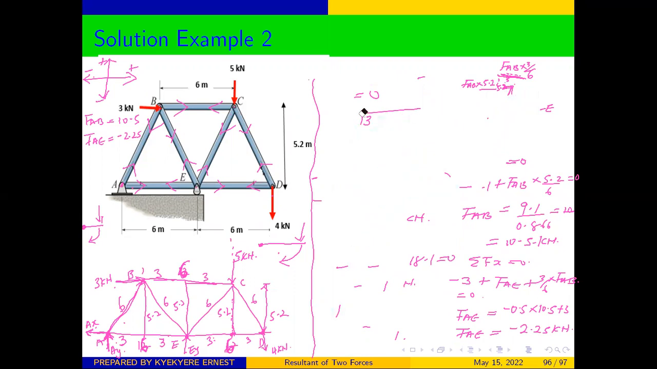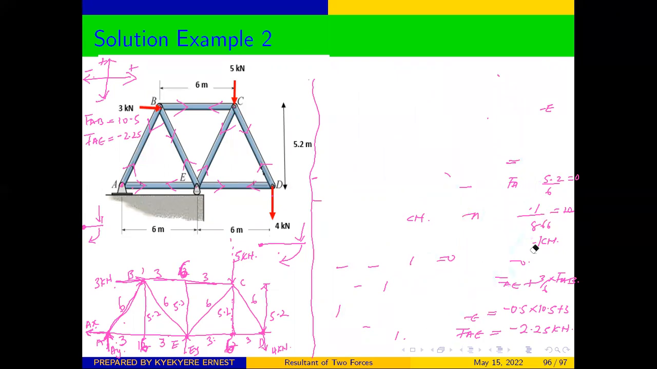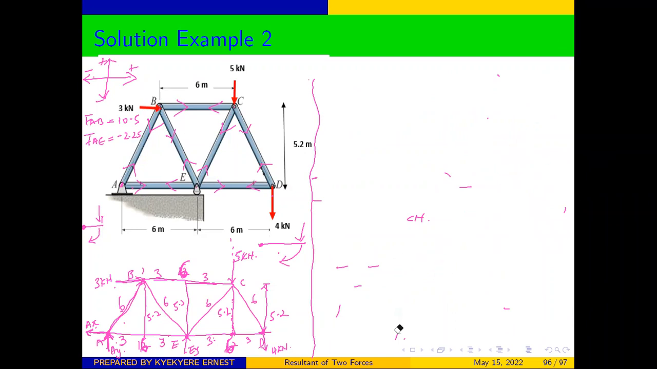Now we have been able to analyze joint A, and so we have been able to determine the forces in member AB and in member AE. Therefore, let's look at the next joint which we can analyze. We had already stated that we always analyze the joint with two unknowns first.